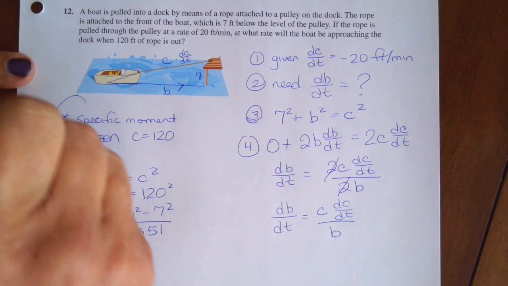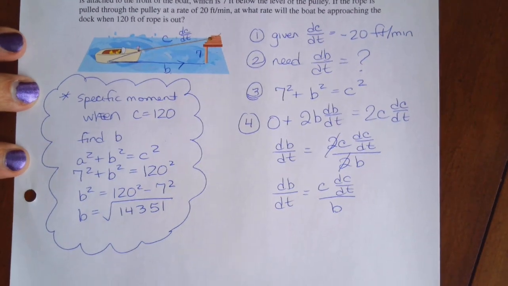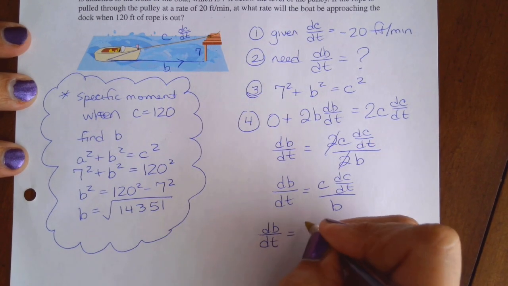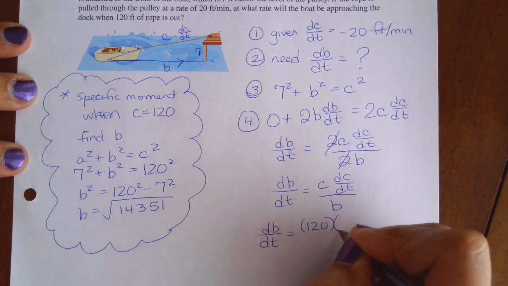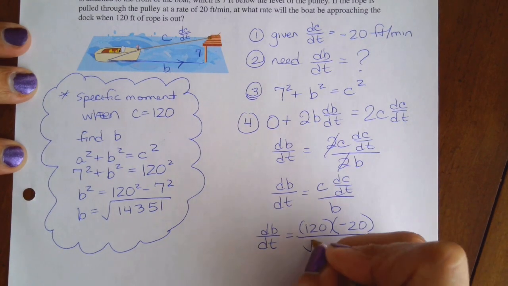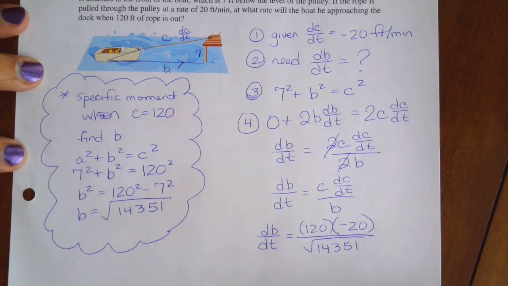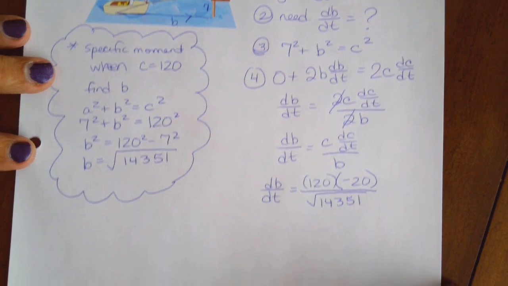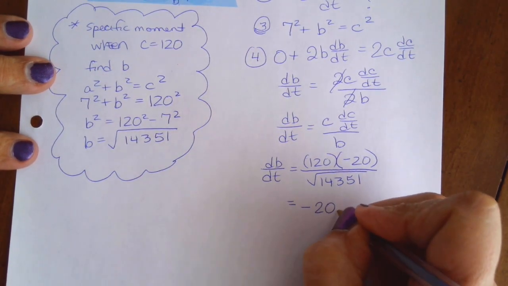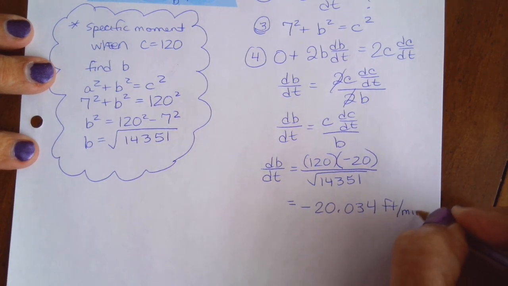And now I can solve my problem. So that's my specific moment work. Had to do work on this one, so you can see all of them are a little bit different. So dB dt is side C, which is 120. dC dt was negative 20, that was given to us. And we just found b to be the square root of 14,351. Put that in your calculator, and again, this rate is going to be negative, and you should end up with negative 20.034, and these were feet per minute.